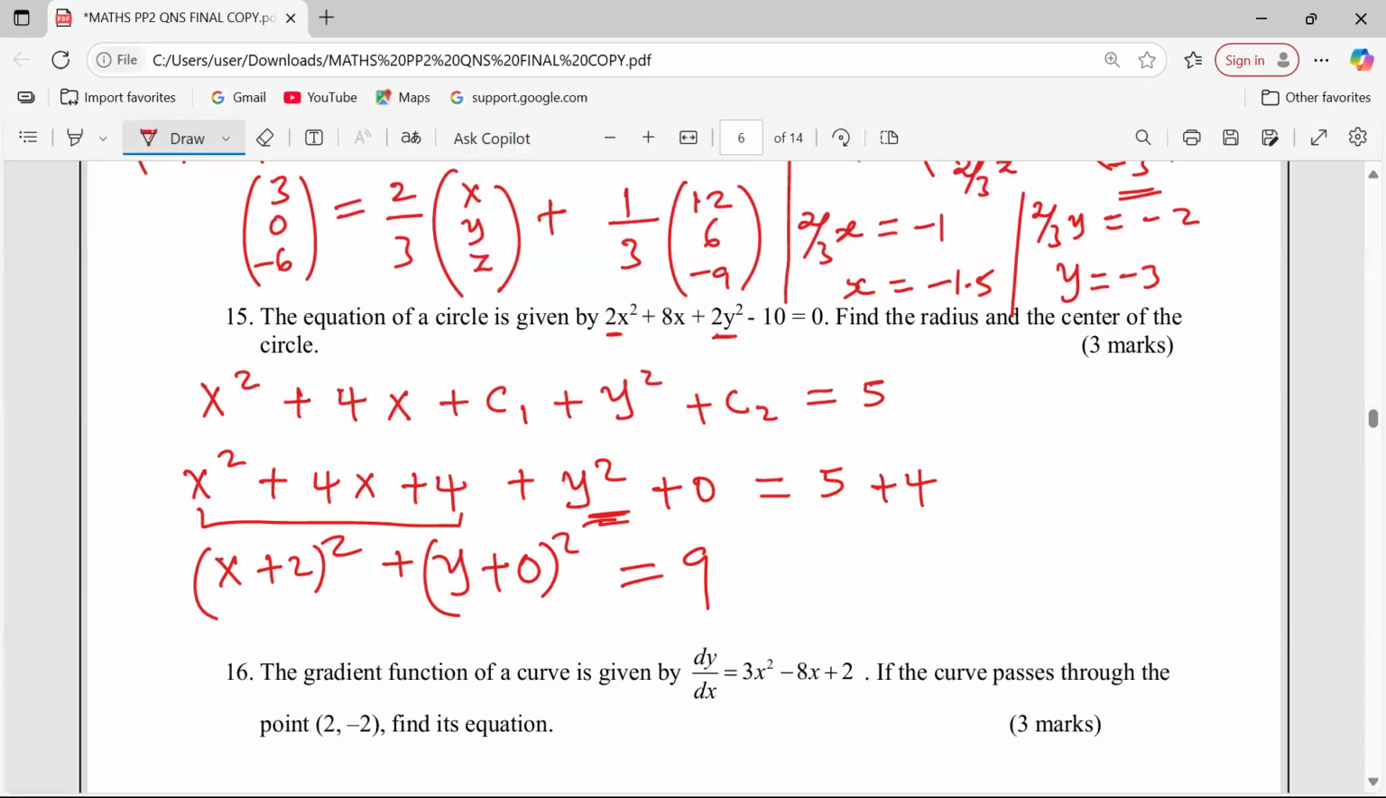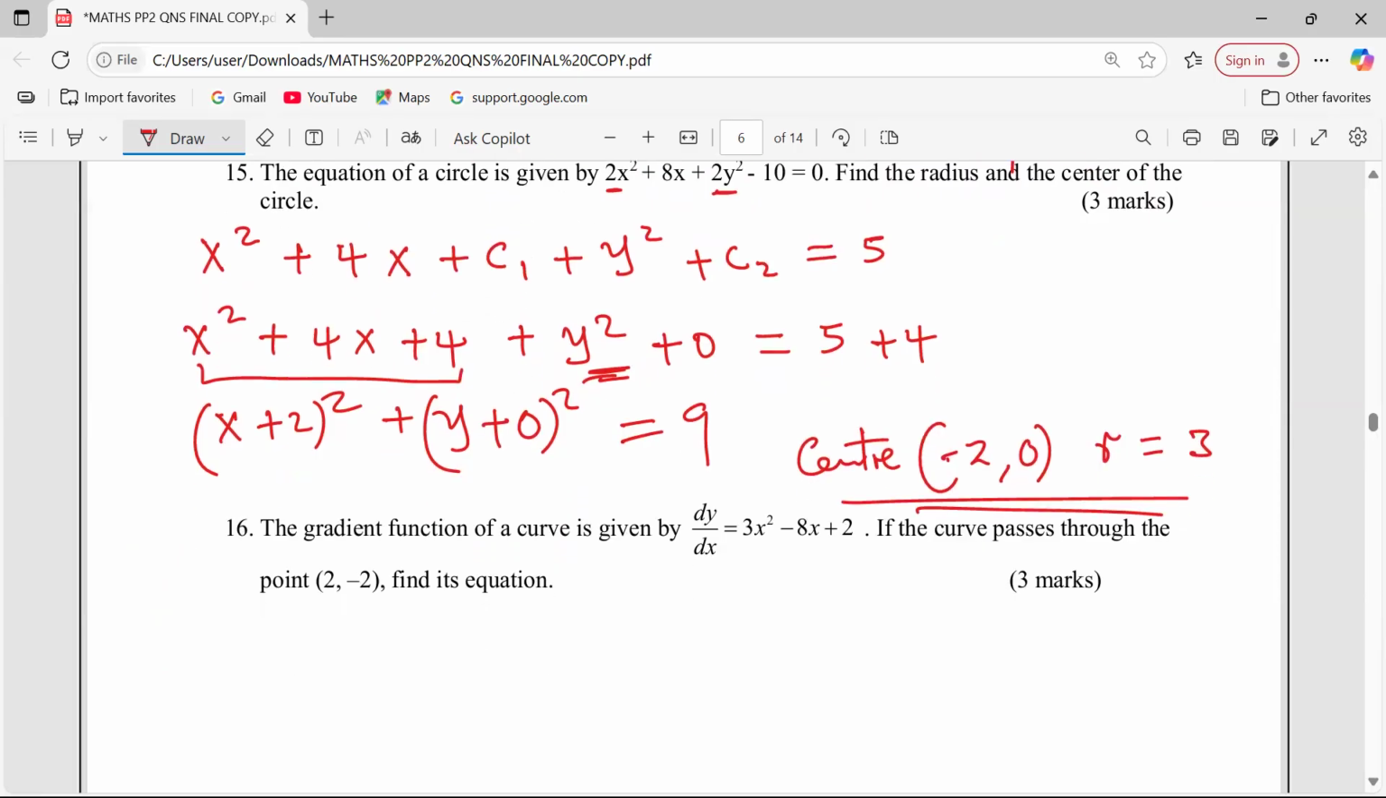So if this is the general equation of a circle, ladies and gentlemen, we can find the center. Actually, we can just extract the center, which shall be negative 2 for x and 0 for y. And the radius shall be the square root of 9, which is just 3. That's simple. We talk about number 16 now.